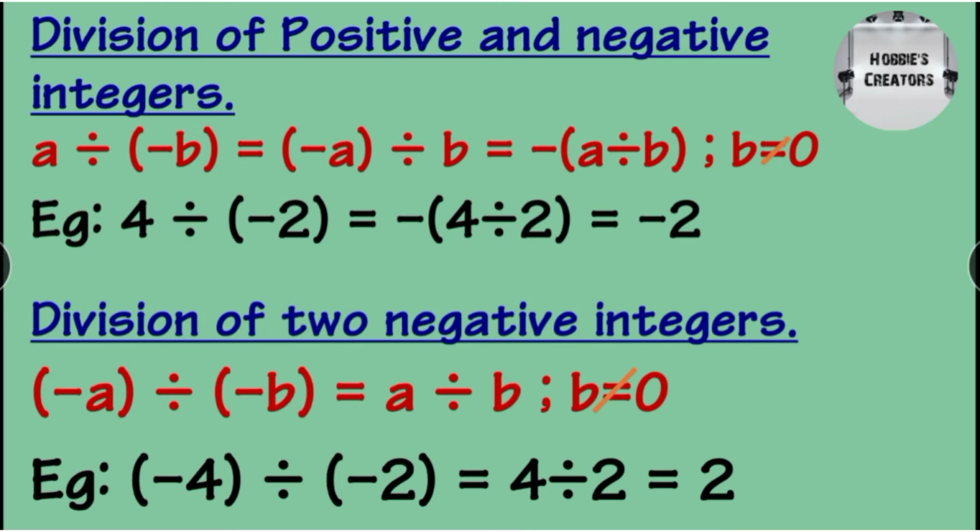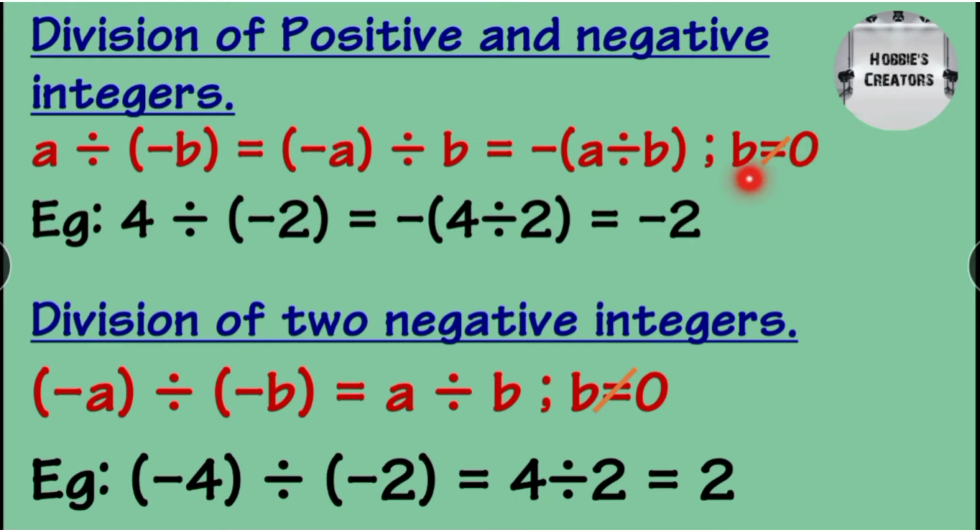Now we can move on to division of a positive and a negative integer. So see the format here, the same format, but instead of multiplication I wrote only division. Okay, so a divided by minus b, which is equal to minus a divided by b, which is equal to minus of a divided by b. But see the condition here. Here the condition is b should not be equal to 0.